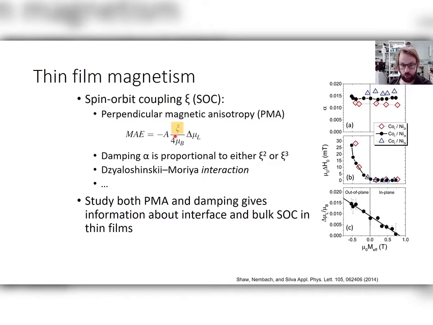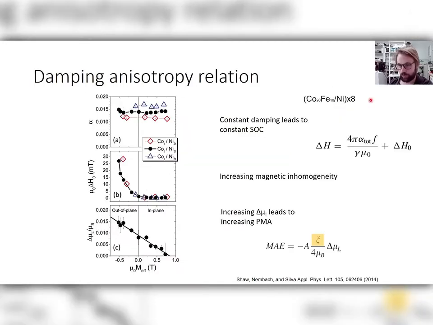Mutual studying of those measurable parameters like Dzyaloshinskii-Moriya interaction, damping and perpendicular magnetic anisotropy could thus give some information, for example, about the spin orbit coupling parameter. And in fact, it was shown in this paper. This is one of the examples which can be found in the literature.